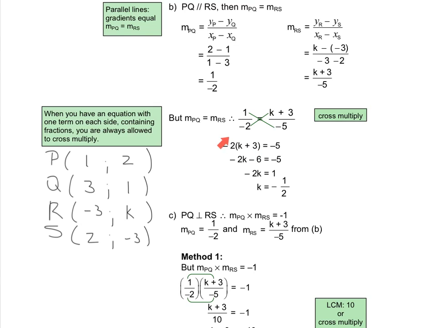Simplifying the bracket, minus 2 times k is minus 2k, minus 2 times 3 is minus 6. Then if the minus 6 is taken to the other side, it becomes a plus 6, and minus 5 plus 6 is 1. To get k alone, I divide by minus 2 on both sides. Minus 2k divided by minus 2 is k, and then 1 is also divided by the minus 2, so k is equal to minus a half.